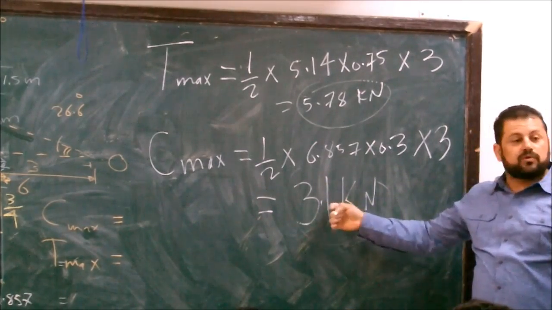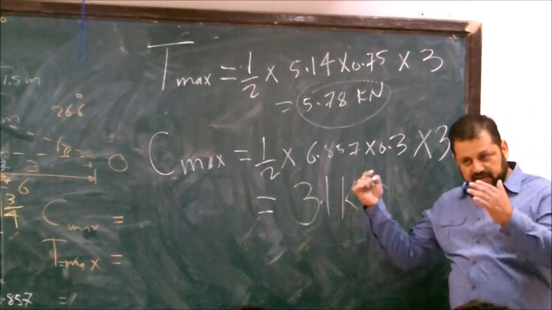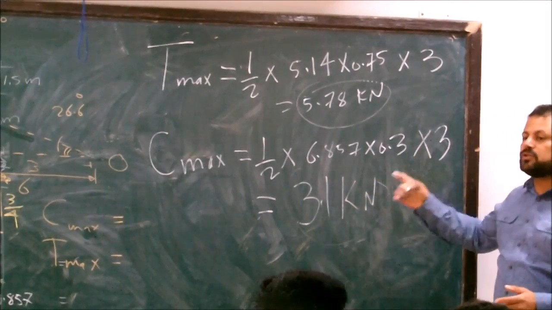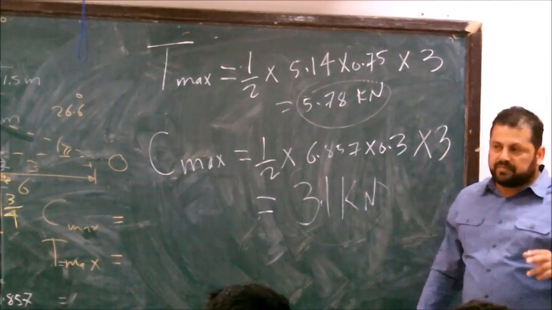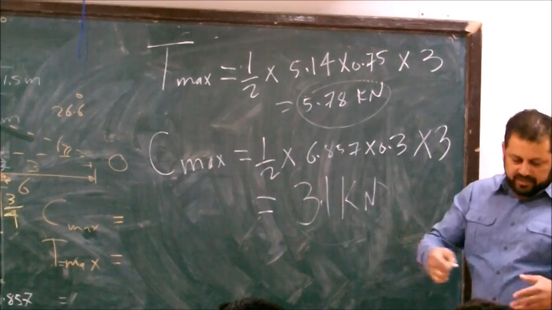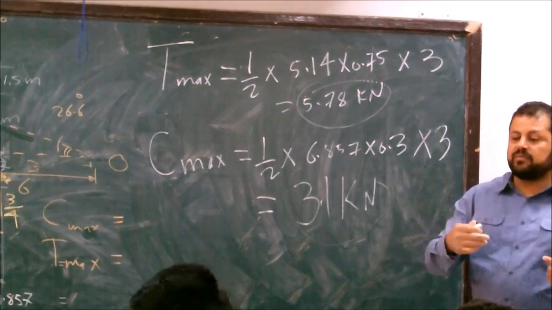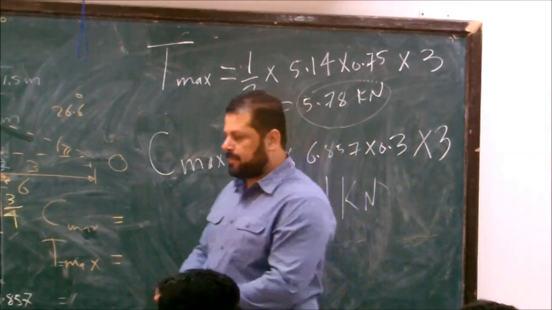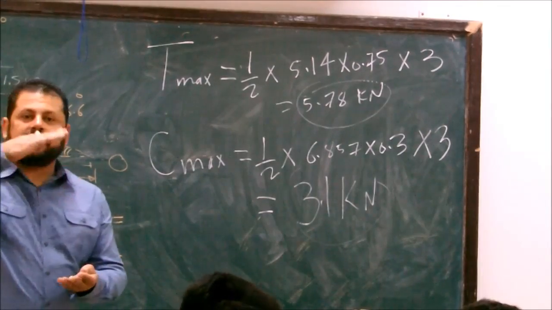Sometimes this one will control the design. Even if this one is lower, sometimes the compression controls the design. Why? Because with compression members we need to worry about something different. When we design, we worry about strength, meaning the capacity. In compression, we worry about buckling.